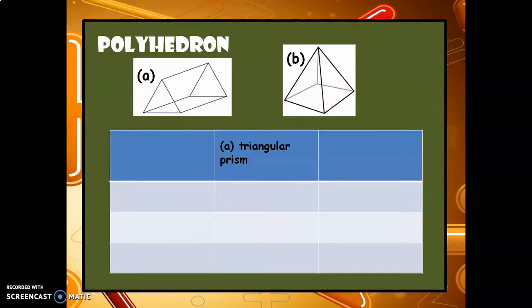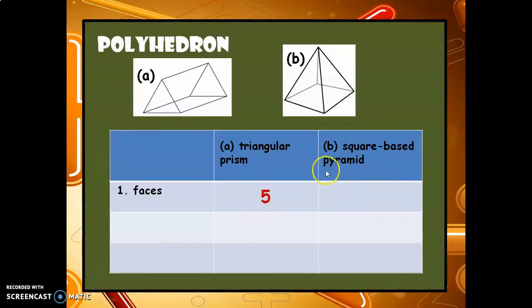Now, how would you name the pyramid? You have to look at the base. Since the base here is a square, you should name this one a square based pyramid. Let's count the number of faces of these two polyhedrons, a triangular prism and a square based pyramid. How many faces do you have for polyhedron A, the triangular prism? Exactly. If your answer is 5, that is correct. You have 3 rectangles and 2 triangles. So you have 5 faces.